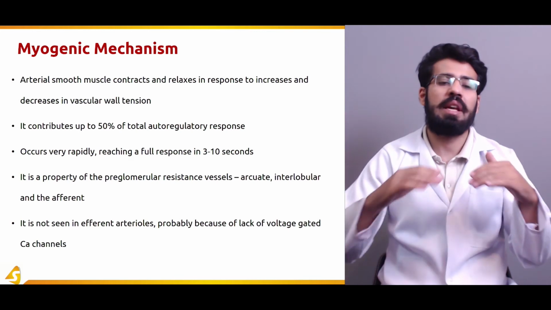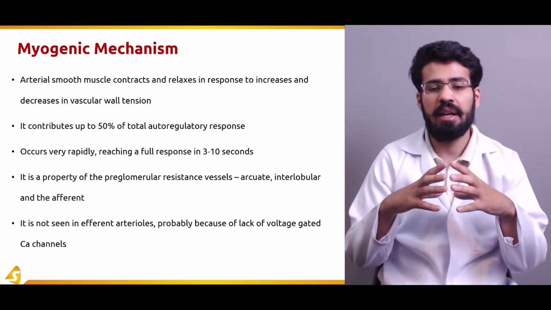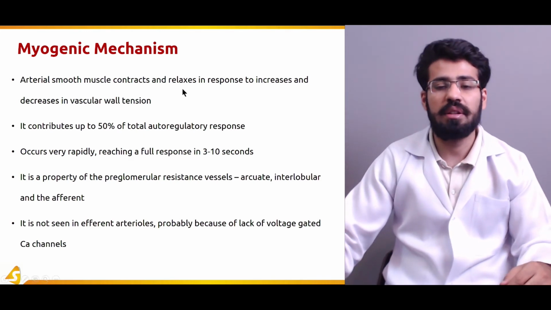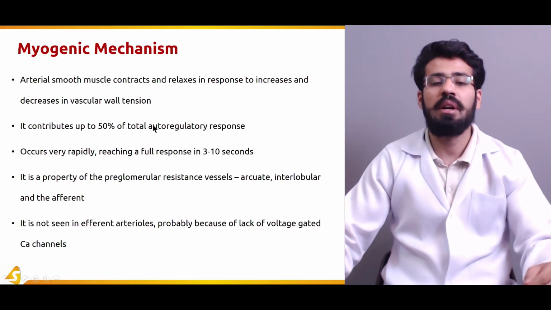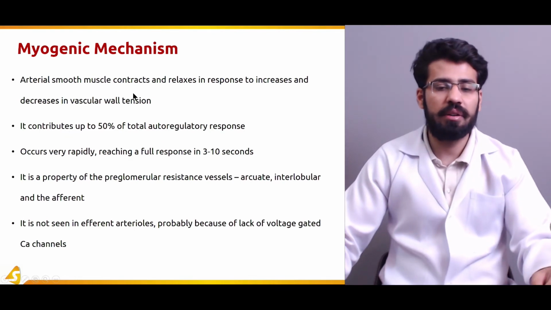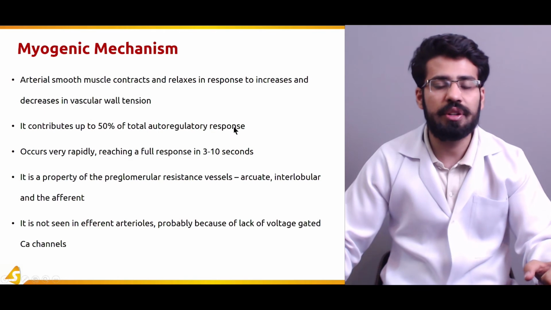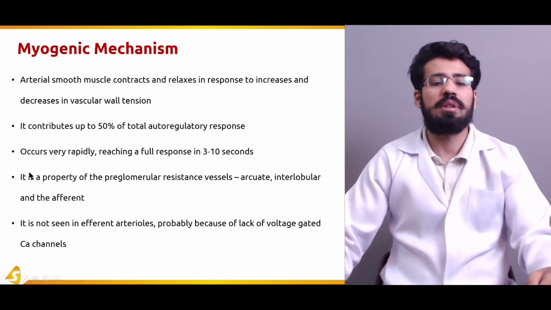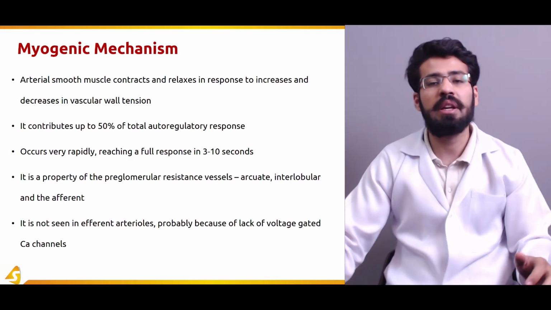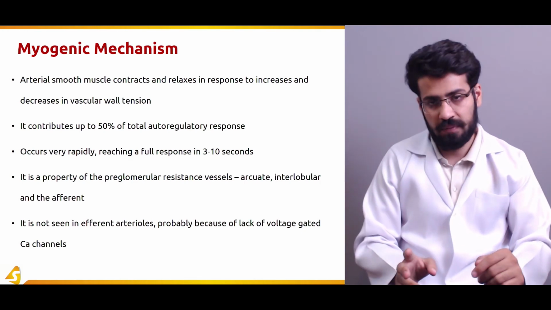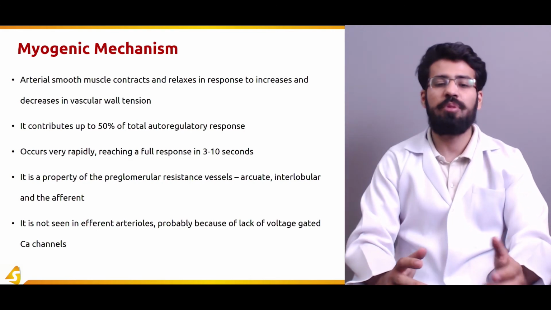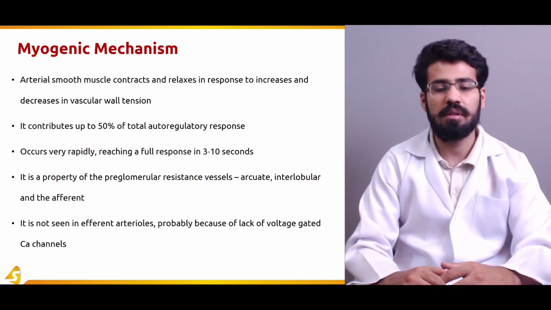So basically what happens is arterial smooth muscle is contracted, and of course it will cause relaxation in response to increase and decrease in the vascular wall tension. Now this myogenic system contributes towards 50% of the total autoregulatory response, and this myogenic mechanism starts and reaches its peak within a response time of 3 to 10 seconds. It is a property of pre-glomerular resistance vessels.